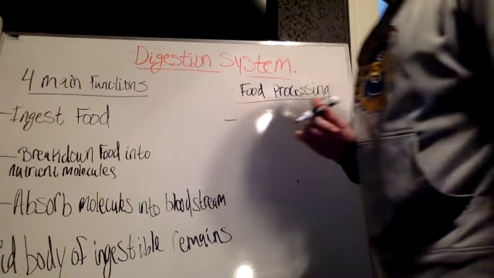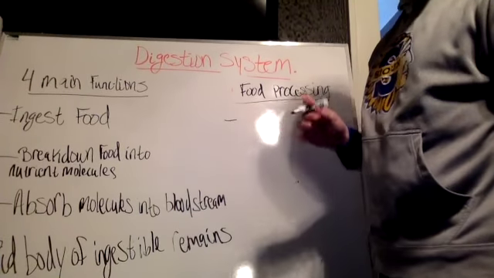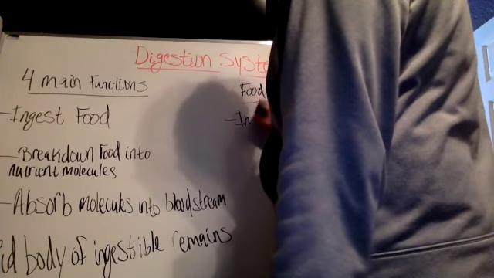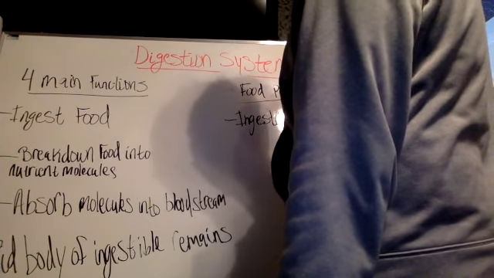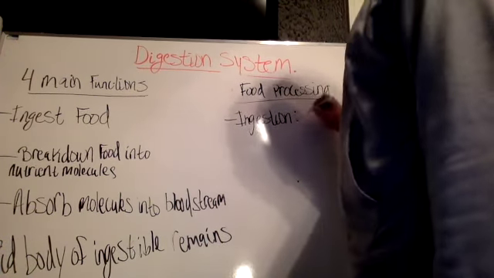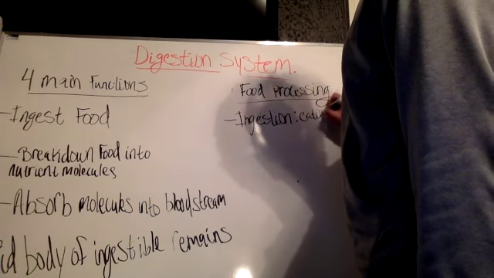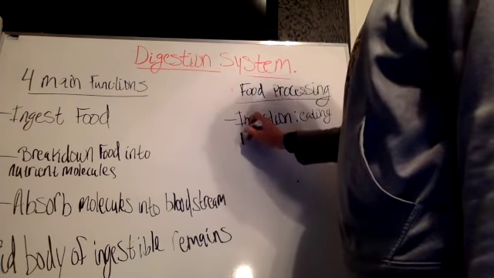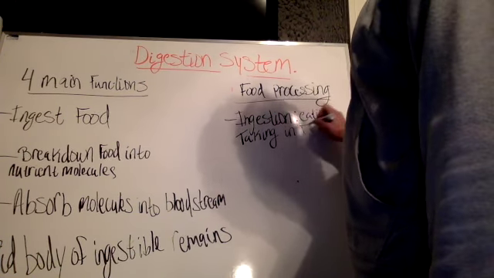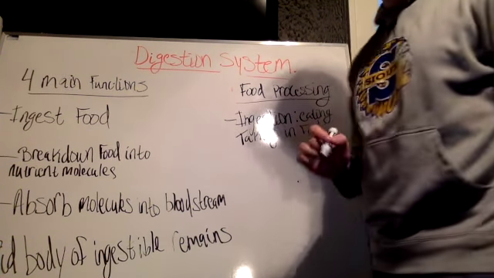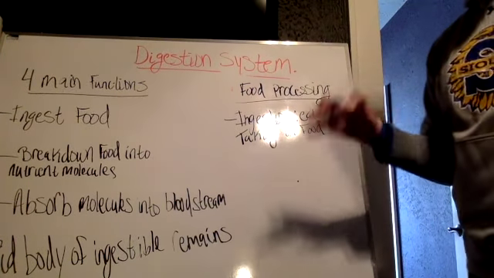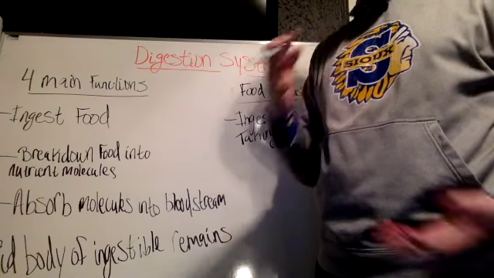Okay, the first part for food processing is ingestion. I know I kind of already talked about this already. Basically, ingestion is just eating. Or if you want to be technical, taking in food. That sort of thing. Okay, so when it comes to food processing, this is the first step. And yes, they do have to be in order. You can't be doing these in random orders.